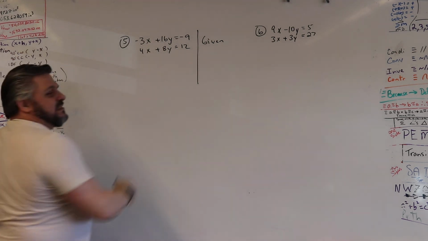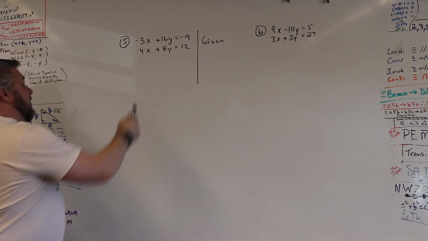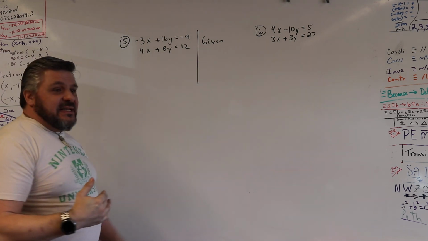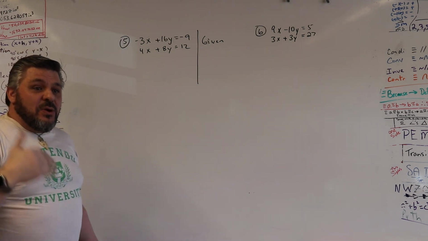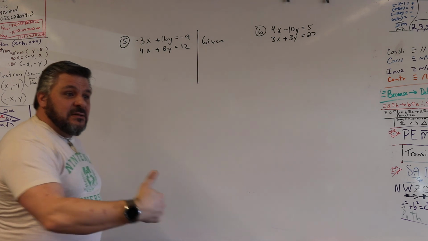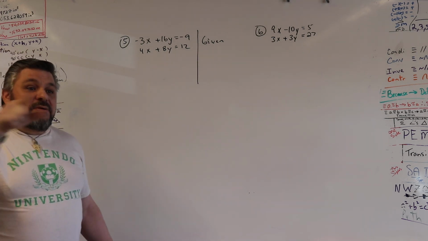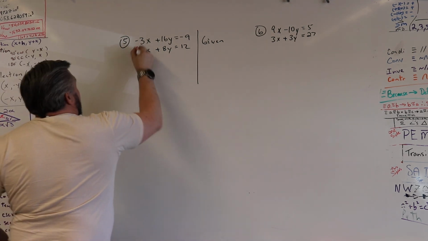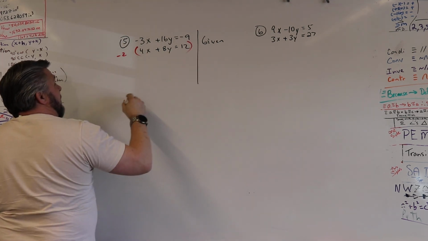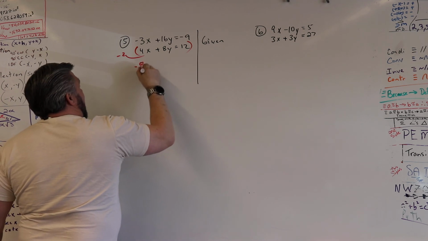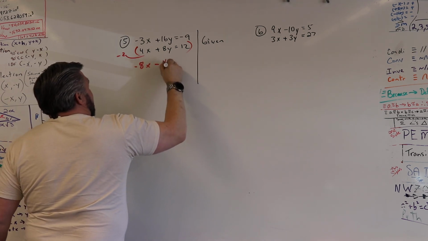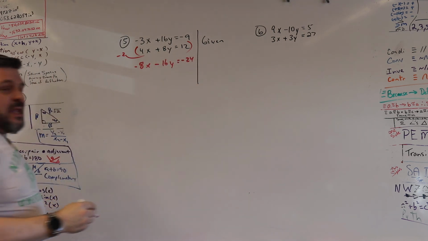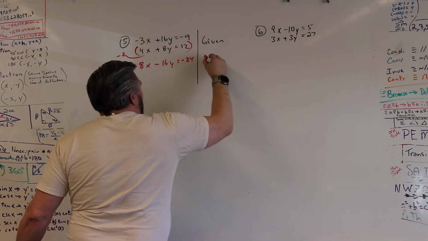Well, obviously 8 and 16 is a lot easier to make opposite than 3 and 4, right? So, if I want to make 8 the opposite of 16, I have to make it negative 16. So what times 8 is negative 16? Negative 2. So I'm going to take this whole thing and multiply by negative 2, and I get negative 8x minus 16y equals negative 24. Right? And that is DM.